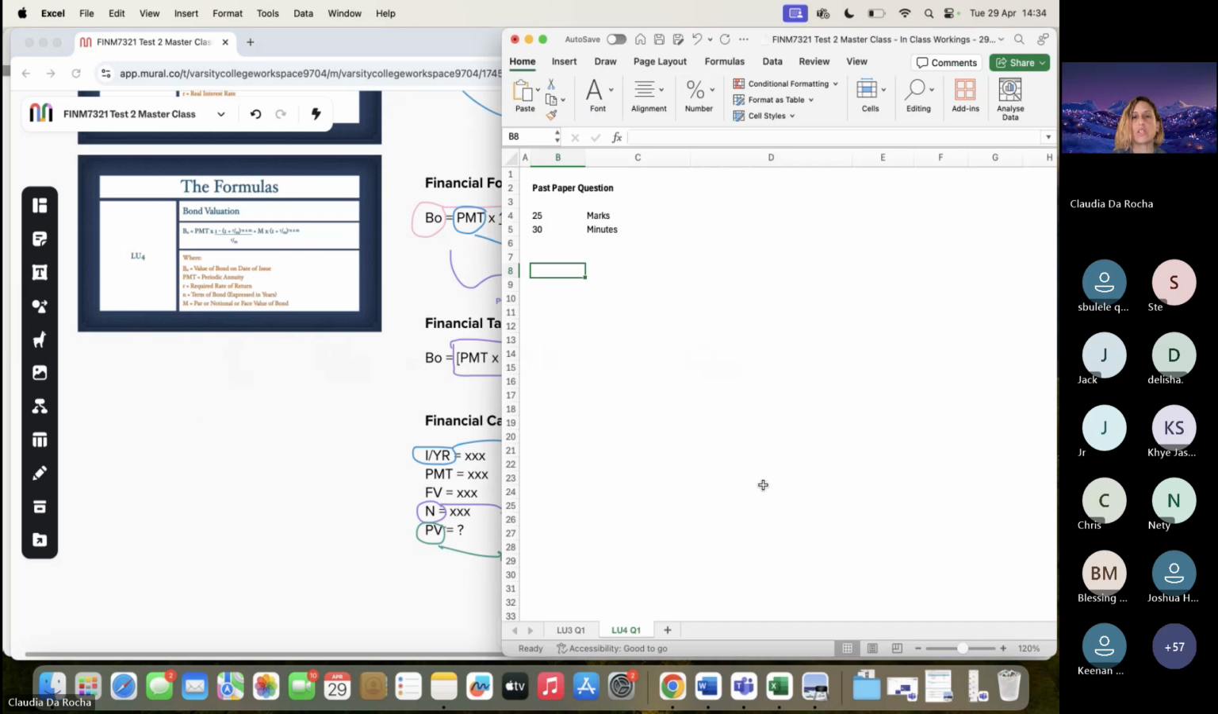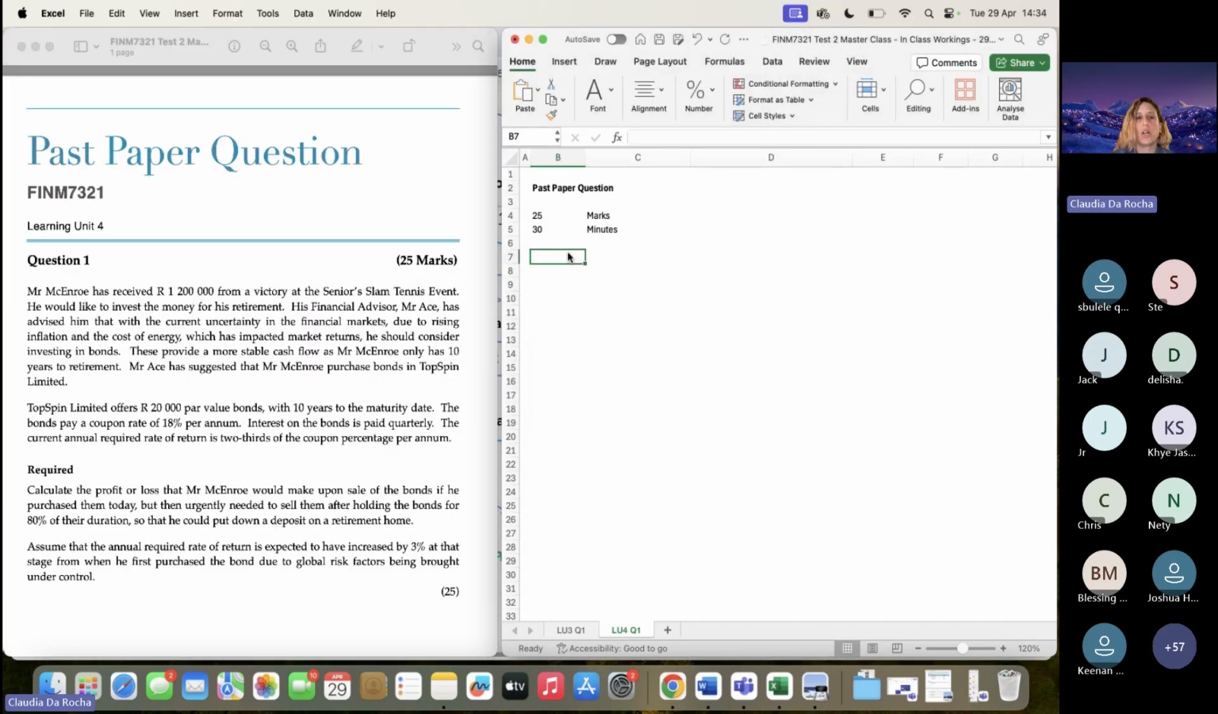Okay. So let's go back to our question. All right, so the first thing that we have to do is we've got to calculate the value of the bond before we sell it. Okay, so the value of our bond today, in other words, the present value of that bond. All right, so we need to get our interest per year, our PMT, our future value, our N, and then we are solving for PV.